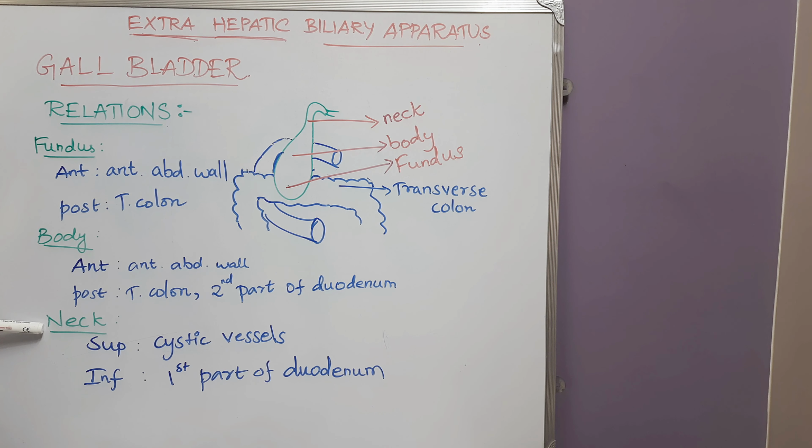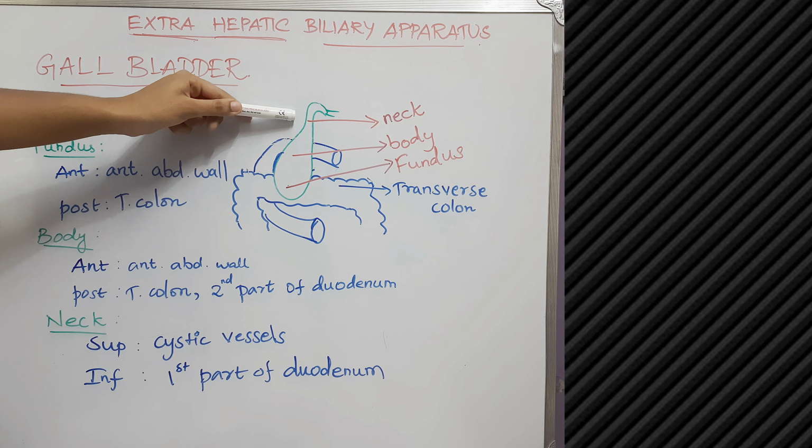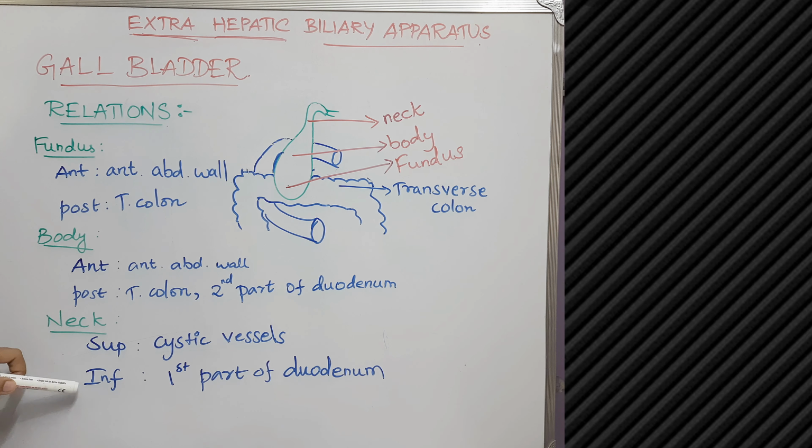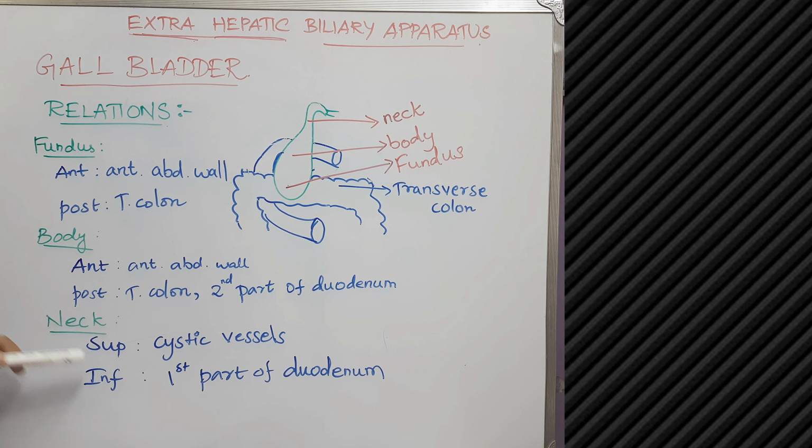of the gallbladder. And next is neck, where there is superior and inferior relations, not like other. The superior relation of the neck is cystic vessel. That is superior to the neck, the cystic vessels are present, and inferiorly first part of the duodenum. Body have second part of the duodenum posteriorly. Therefore, the neck which is present above the body should have first part of the duodenum.